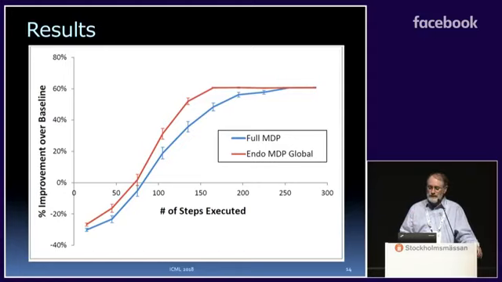And then what we see is that if we apply Q-learning, first we do 100 steps, which aren't shown here, to get our training data, do the decomposition, and then we see that our decomposition algorithm is able to achieve a 60% improvement over the baseline after about 160 steps, whereas the Q-learning on the full MDP takes about 260 steps. So we get quite a nice speed up here.